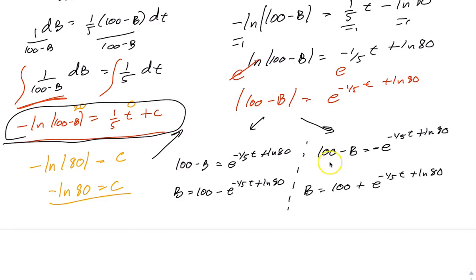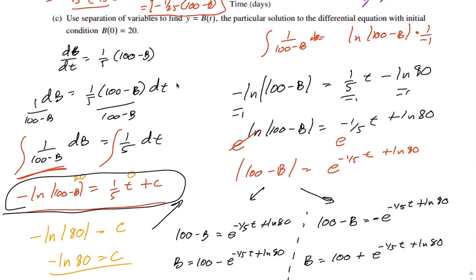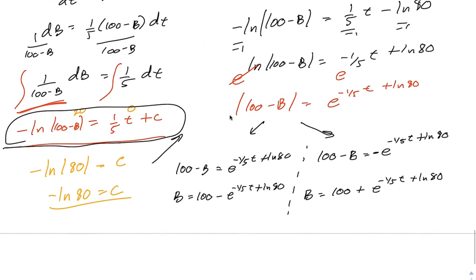Down here, now I have to figure out which one's the correct one. Remember, what was our initial condition? When I plug in 0, I should get 20. Now, I know by looking at it which one it's going to be. It's not going to be this one, because e is a positive value.